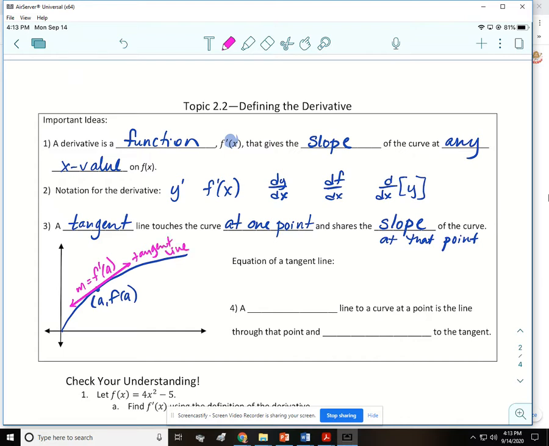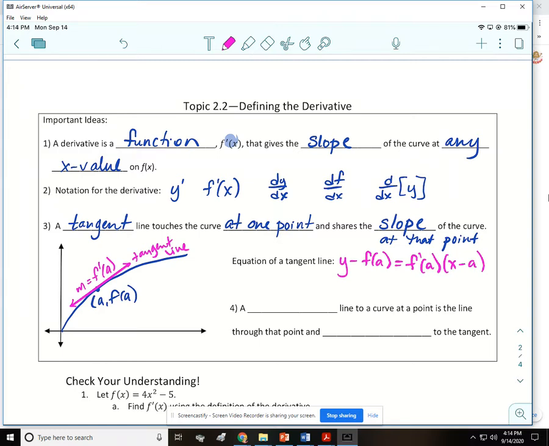Now, finding the equation of the tangent line is something that we're going to do a lot. And so what we use is called point-slope form. And that's when you know a point on the line and you know the slope of the line. You can use point-slope form. And so it's going to be y minus f of A, which is the y part of the point, equals f prime of A, which is the slope, times x minus A. And A is the x part of the point.